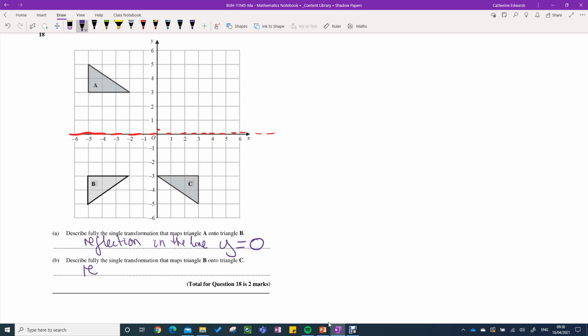So again, I can see it's a reflection because it's flipped over. And I need to say in the line, and I need to work out where the mirror line is. So it's here. And it is going through x equals minus 1.